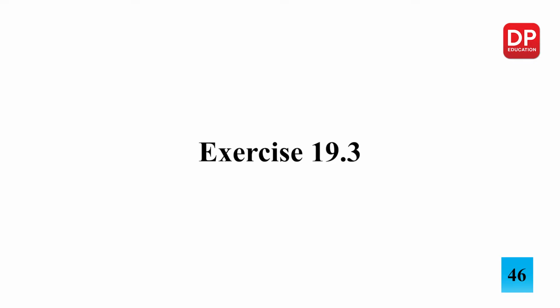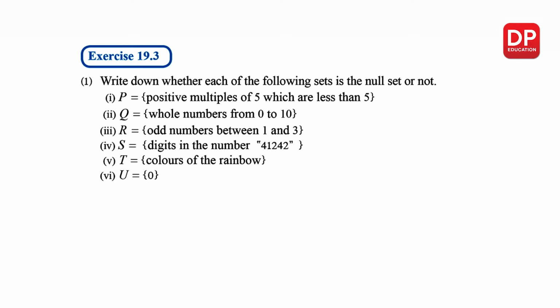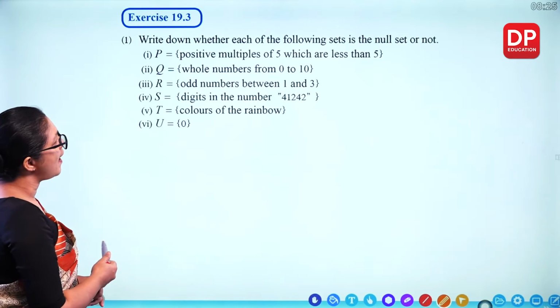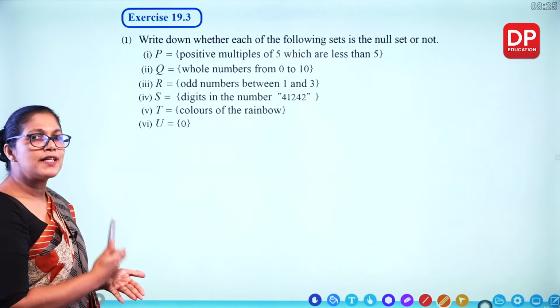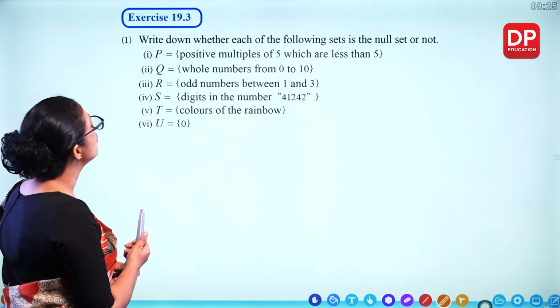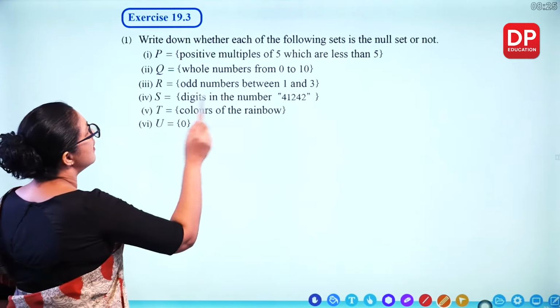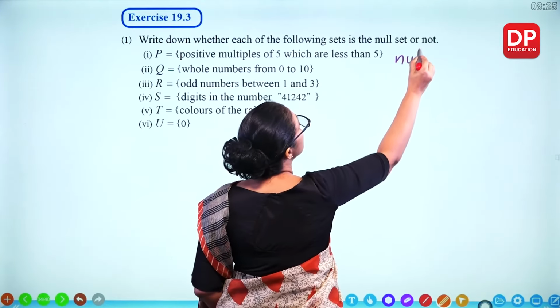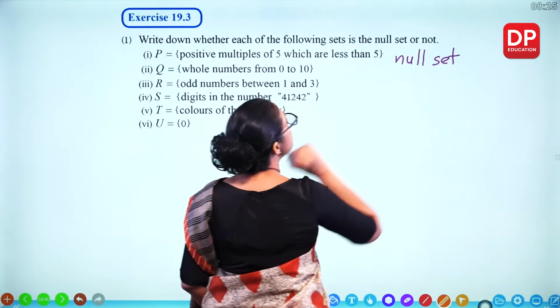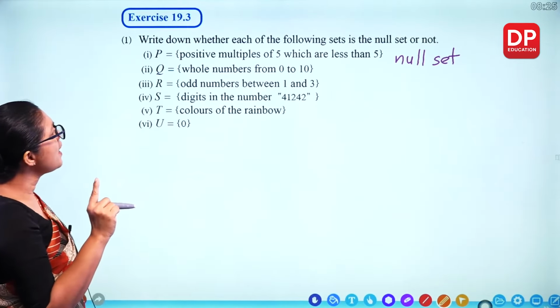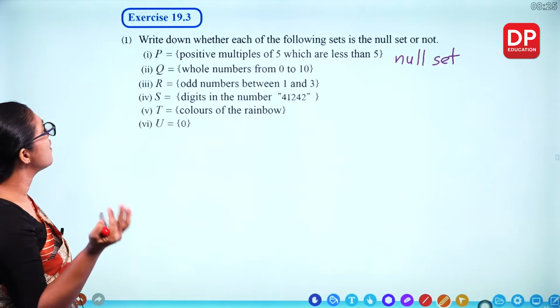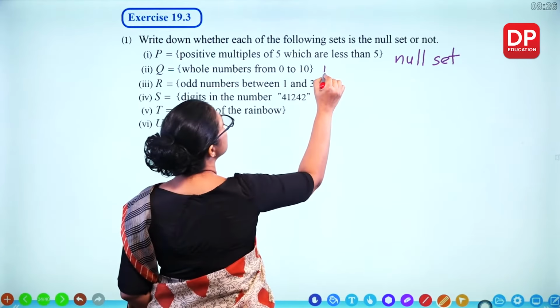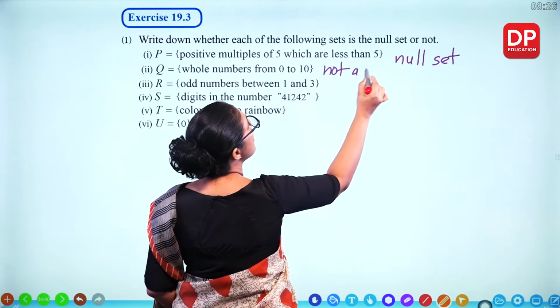Exercise 19.3. Write down whether each of the following sets is a null set or not. Positive multiples of 5 which are less than 5. 5 is the first positive multiple. So that's a null set. You can't find out any elements. Whole numbers from 0 to 10: 1, 2, 3, 4, there are so many. So not a null set.